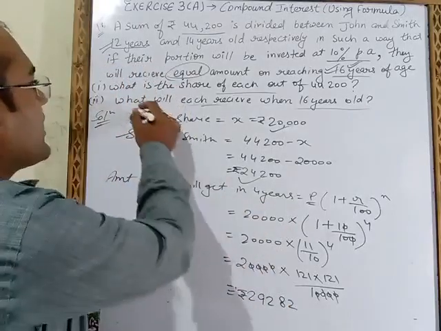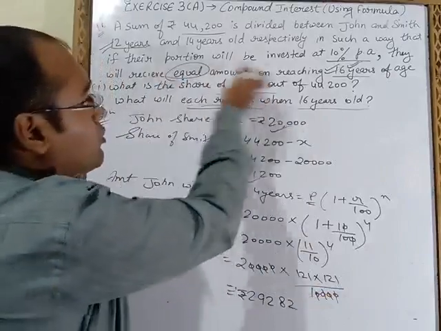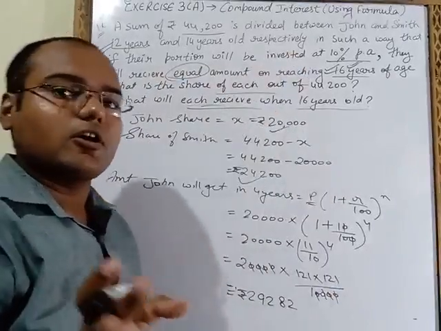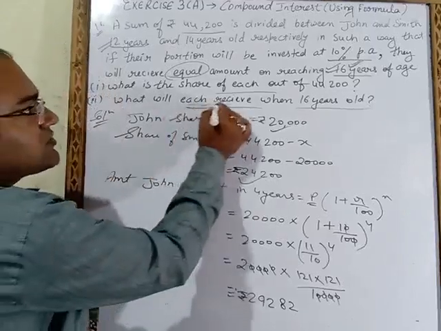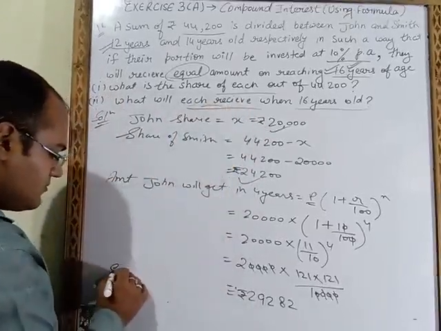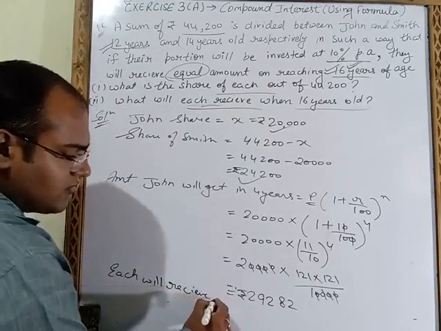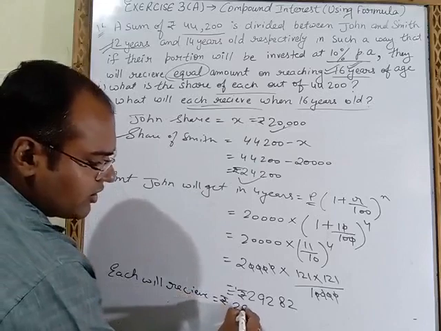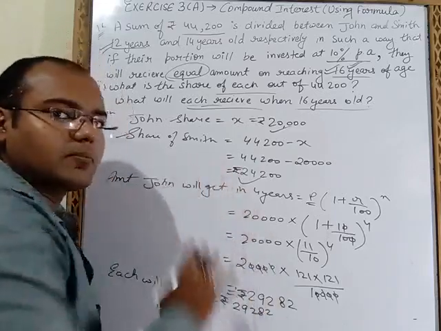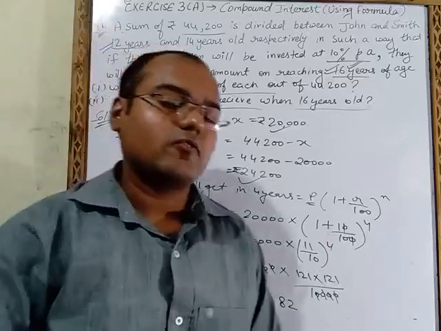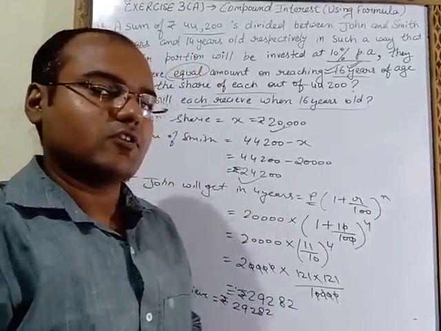But he said we have to calculate for each person. And in question he said both will get the equal amount when they will be of 16 years age. So you will write here each will receive how much rupees? 29,282 rupees. So like this you have to do this question number 16. So rest of the parts you have to do in your homework. So this exercise you have to do like this.